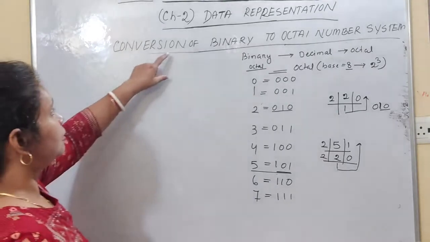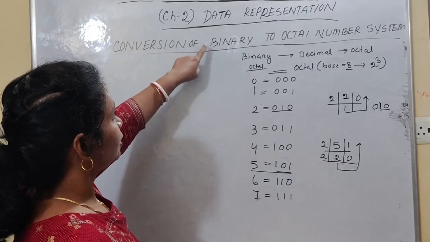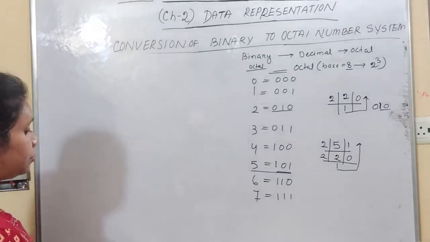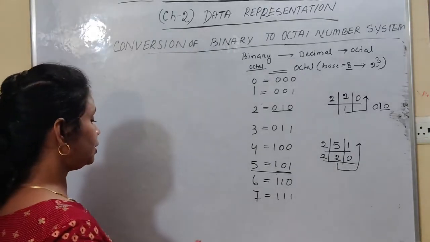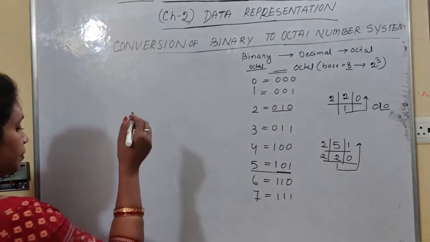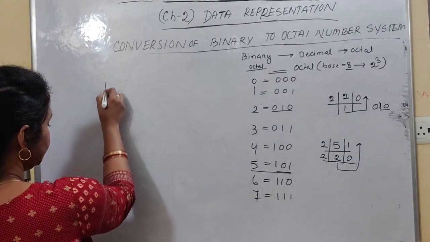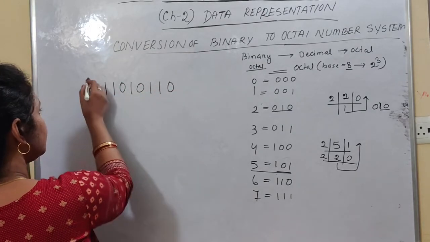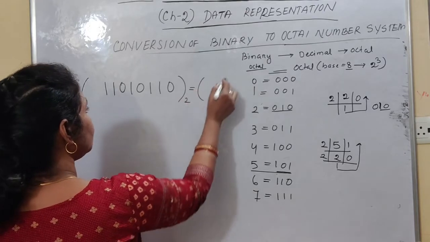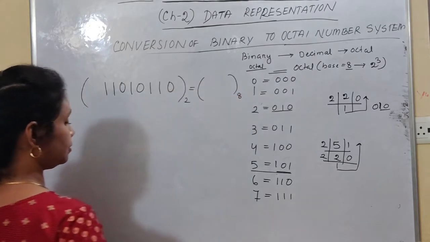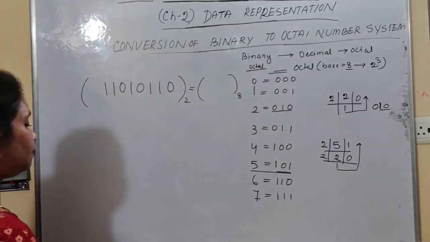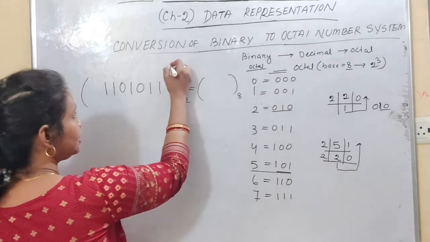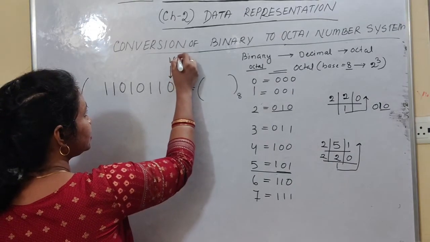Now let us consider the problem: how do you convert any binary number to octal directly? Here we have to convert each octal digit with 3 bits. Let us discuss one example, 1, 1, 0, 1, 0, 1, 1, 0. So this is my binary number. Now I have to convert this into its octal representation. So the step is: group in 3 bits, starting from the LSB, the least significant bit. This is your least significant bit.